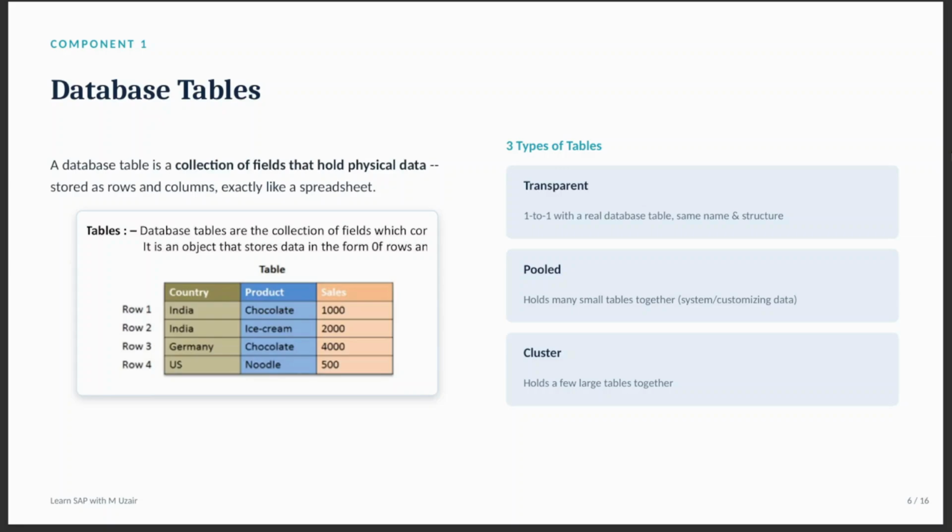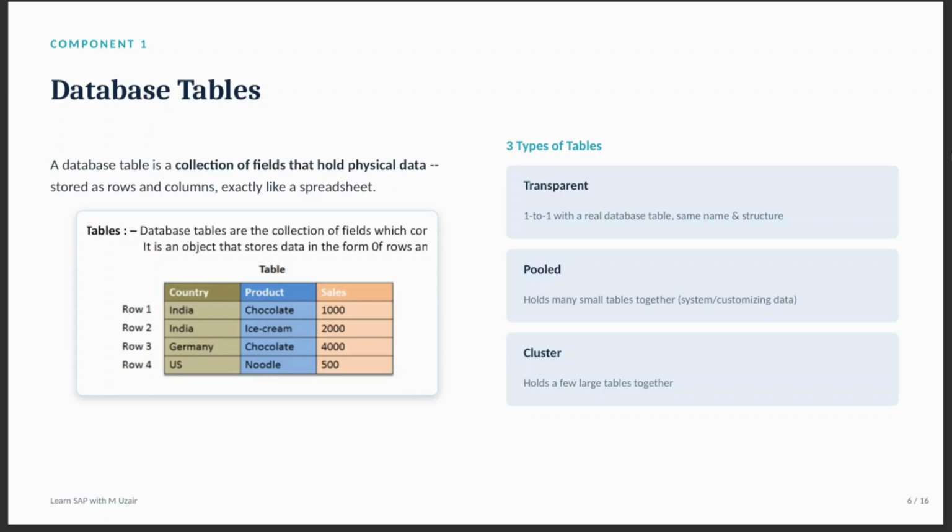Transparent tables have a direct one-to-one relationship with the actual database table. The transparent tables are the tables where the actual data related to that table is stored. And remember that every field in that table has a physical existence, with the actual data in that table. That's nothing coming from any other table. It's actually stored in that same table. Same name, same structure. This is what you will see most often.